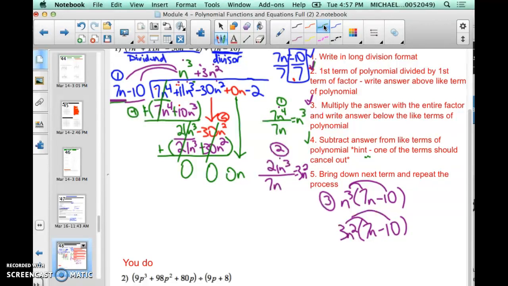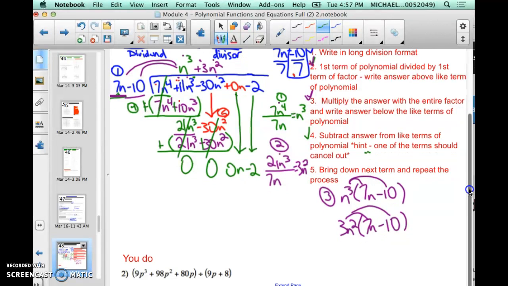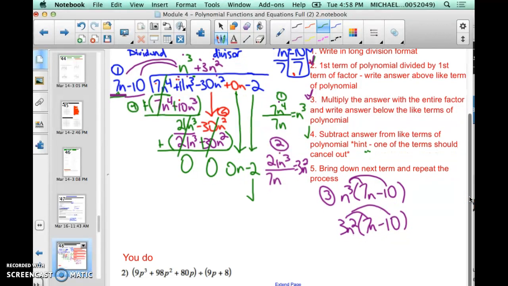So finally, I would bring down the last term to see if I can divide it by 7n. The last term is negative 2. But negative 2 can't be divided by 7n. First term by first term doesn't work. So when you reach this point, you have reached the end of the division process, okay? Negative 2, since it was the last thing that remained and you can't divide anything more out of negative 2, becomes our remainder, all right? So I'm going to use r for remainder is negative 2.